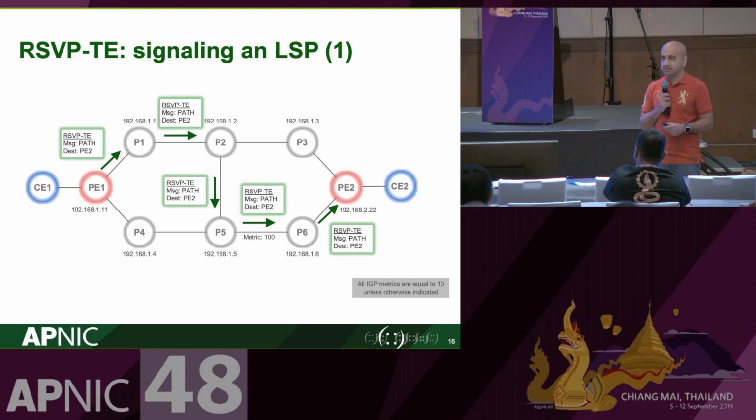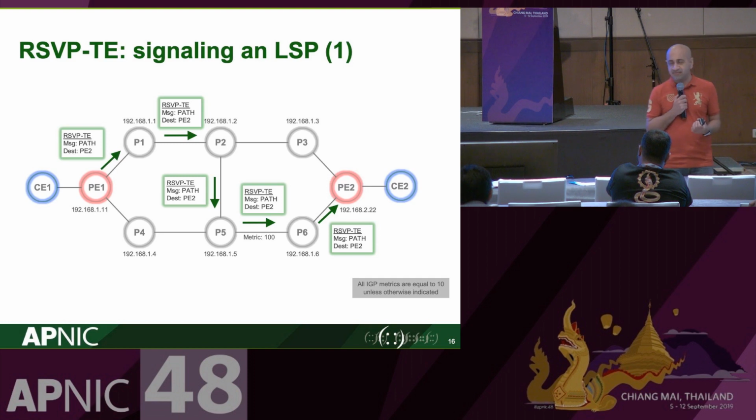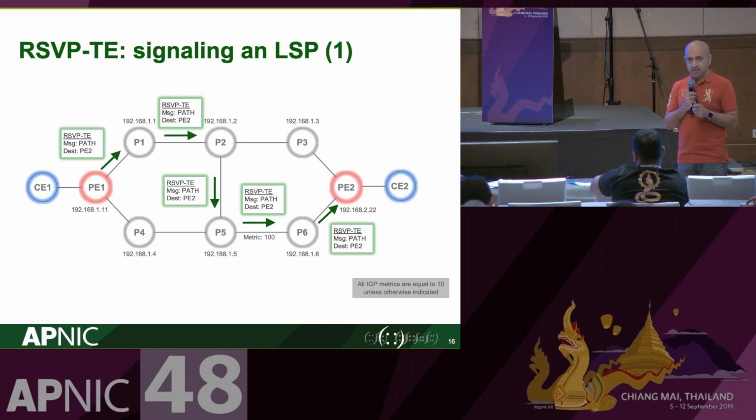Is it the shortest path? Yes or no answer. 50% chance you'll get it right. It's not the shortest path, right? Because we're taking it over that link with a metric of 100. So that is immediately an advantage of RSVP-TE. It can let you build end-to-end paths that are not shortest path. And you might think, why? Why bother? Right? I want the shortest path.